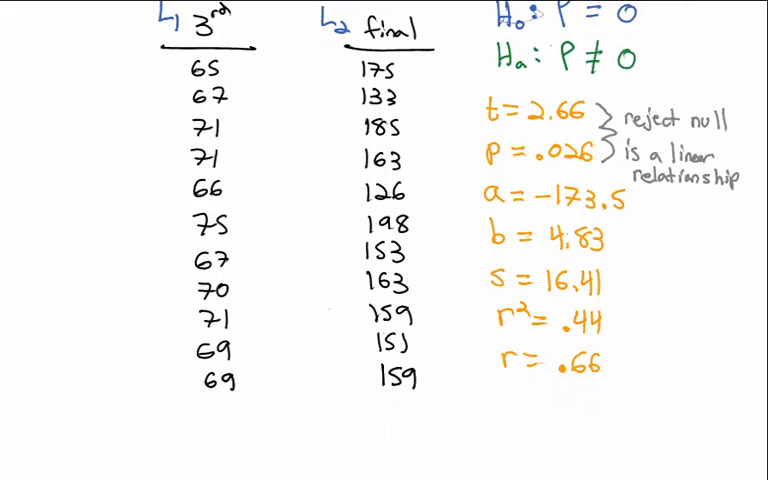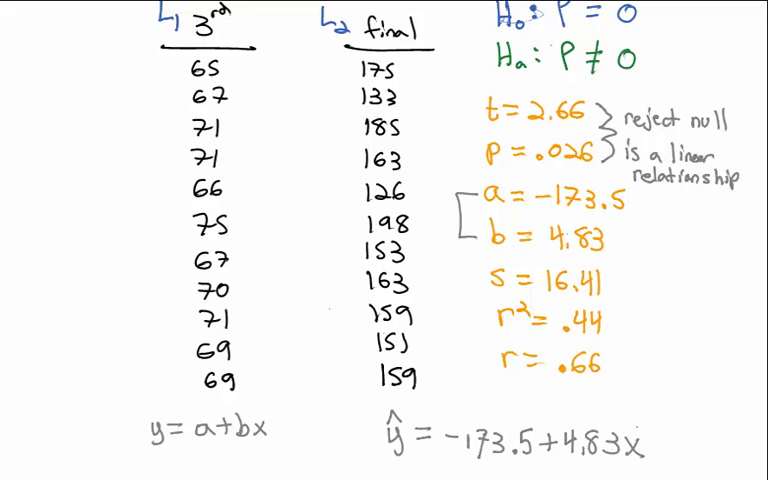Now that we know there is a relationship, A and B are going to help us come up with an equation. Remember, y equals A plus bx. When we make our equation, we're going to say y hat, because it's our sample y, is equal to negative 173.5, plus 4.83x hat, because it's the sample x.